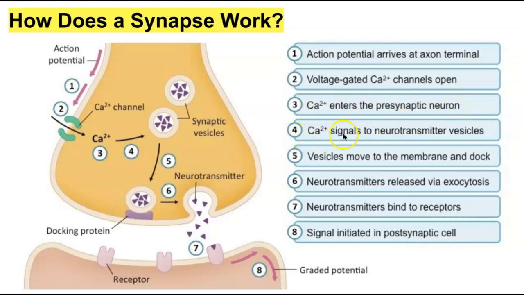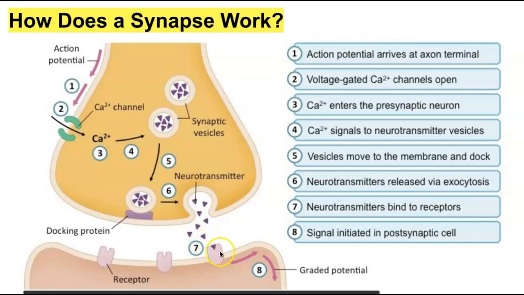And then step 4, the calcium basically signals to neurotransmitter vesicles. So step 4, it's going to signal for these neurotransmitter vesicles to jump into action. 5, the vesicles move to the membrane and they dock. So basically they move to the membrane and they release their neurotransmitter. That's step 6, right? That neurotransmitter gets released, and we see this is that physical gap that I talked about of the synapse, where the axon of this neuron is not touching the dendrite of the next. Instead, they just have this physical gap. Neurotransmitters are released.